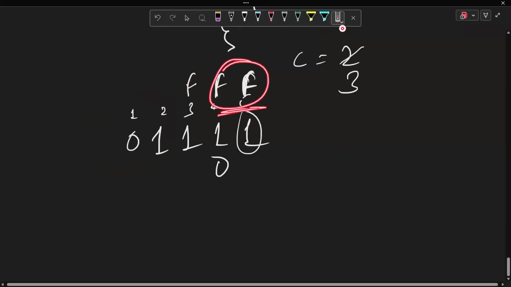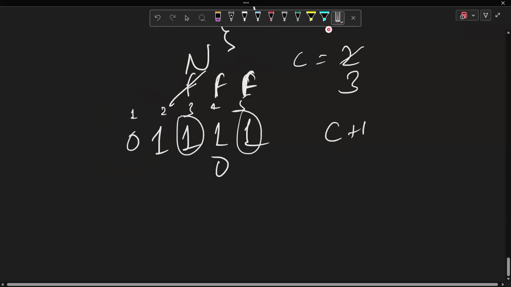Basically, after making 2 items free, I cannot make a third item free. So here I would say, although this is 1, still I would make it n, because after this C is increased, it would become C plus 1. That is more than the number of remaining items, which is I.